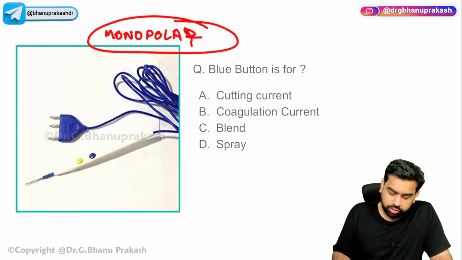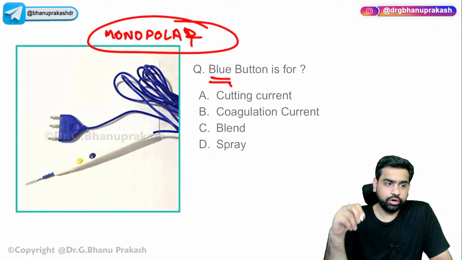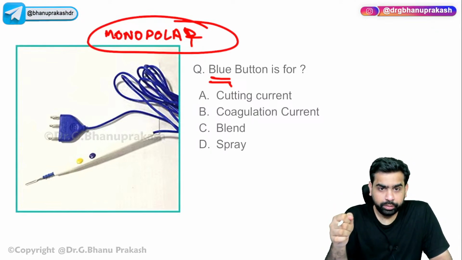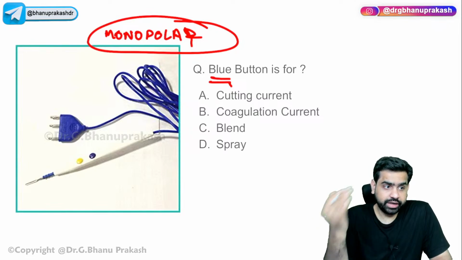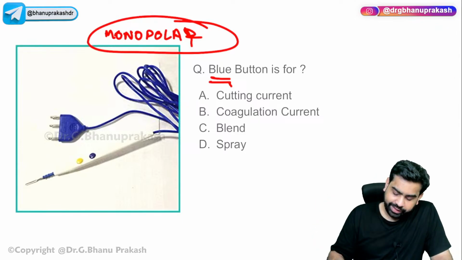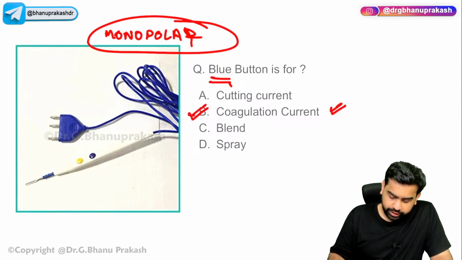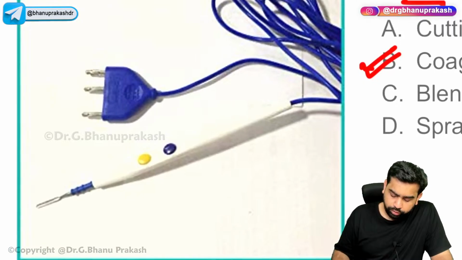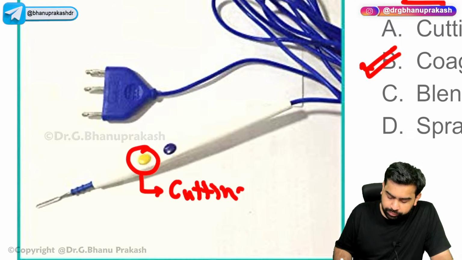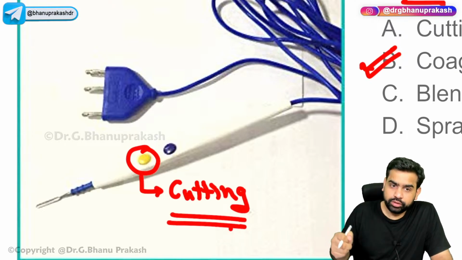And what I'm trying to ask you is that the blue button in this particular cautery is responsible for what? When you press this blue button, does it lead to the passing of the cutting current, the coagulation current, or the blend or the spray? What exactly is it? So yes, it causes the coagulation current. Please try to understand this is a monopolar cautery, and this yellow button, if you press it, what current is going to come? A cutting current is passed if you press on this yellow button.